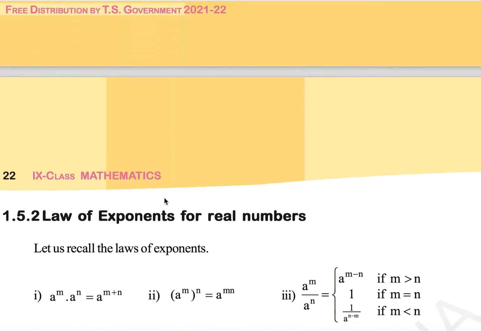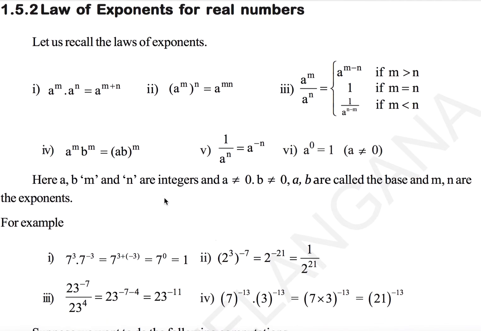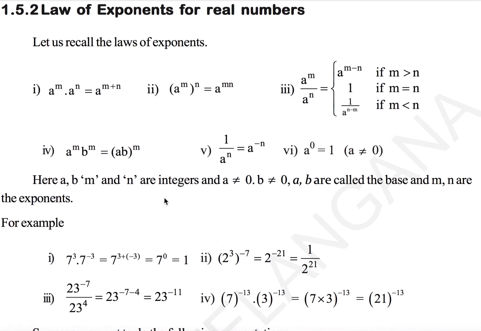Okay. Laws of exponents for real numbers. Let us recall the laws of exponents. A power m into a power n is a power m plus n, a power m whole power n equal to a power m n, a power m by a power n equal to a power m minus n if m is greater than n, and 1 if m equal to n, 1 by a power n minus m if m is less than n. A power m b power m equal to ab whole power m.